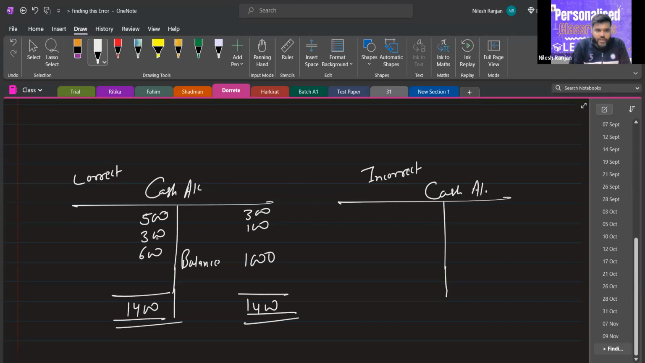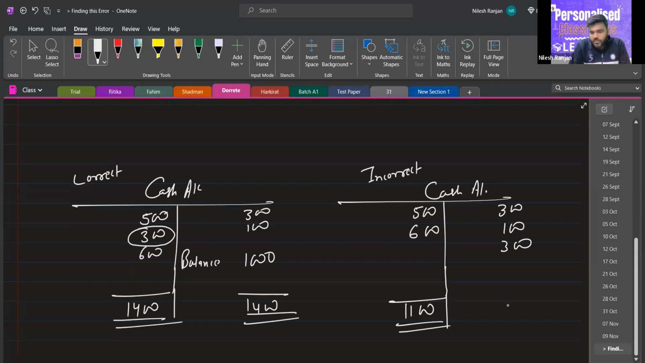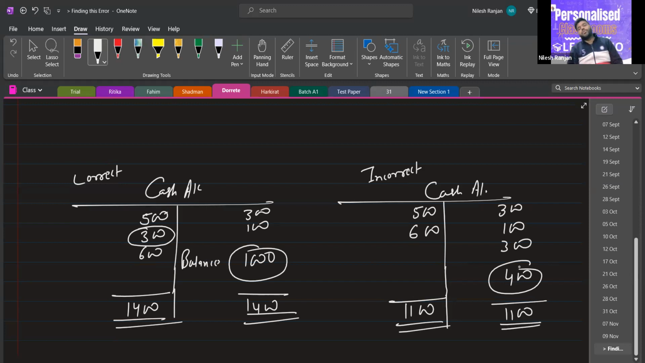In the incorrect one, we have to write 300 on the debit side, but by mistake, it is written on the credit side. So let's say on the debit side, now there is only two items because this 300 will go to the credit side. It is incorrect. Now the balance will be 400 here. You can see in the correct one, it is 1000. In the incorrect one, this is 400 only. And we have made a mistake of 300 only.